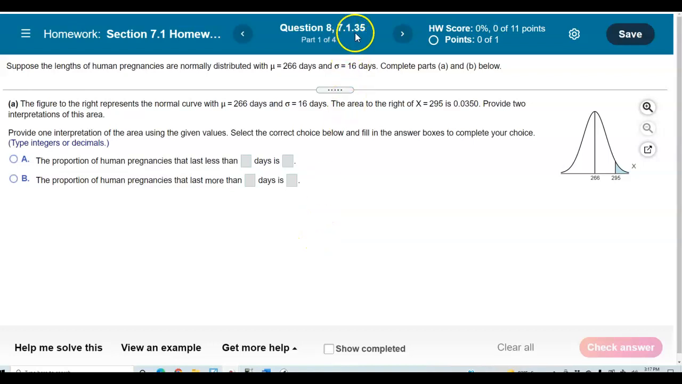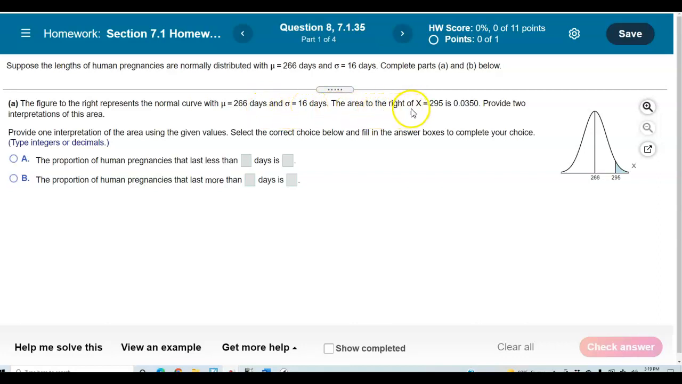Section 7.1.35. Suppose the lengths of human pregnancies are normally distributed with a mean of 266 days and a standard deviation of 16 days. We're going to complete parts A and B below. In part A, it's asking: the figure to the right represents the normal curve with the mean of 266 days and a standard deviation of 16 days.